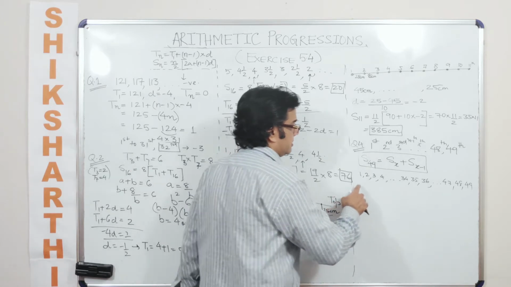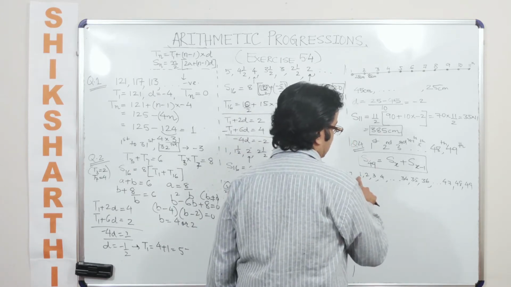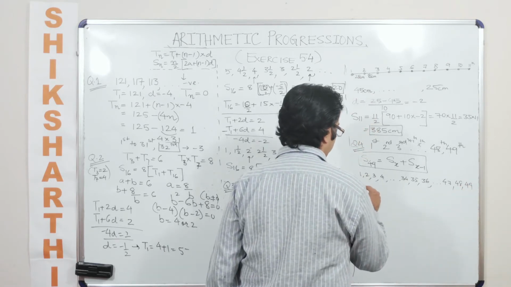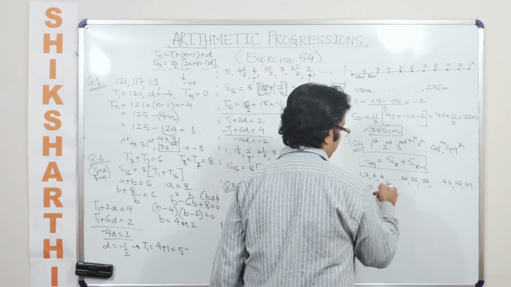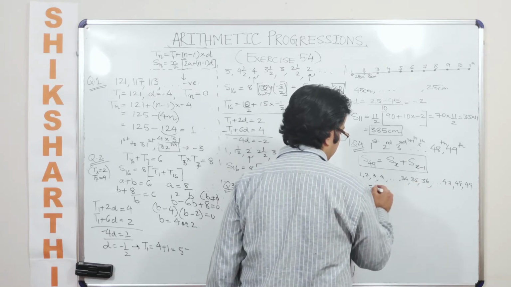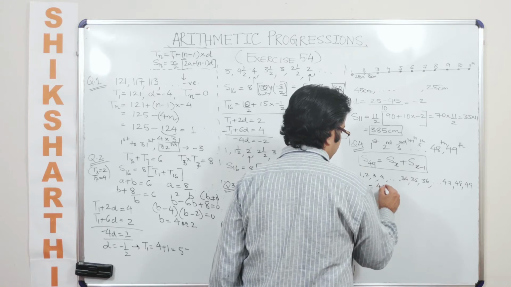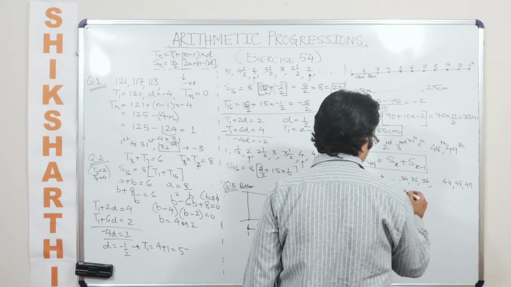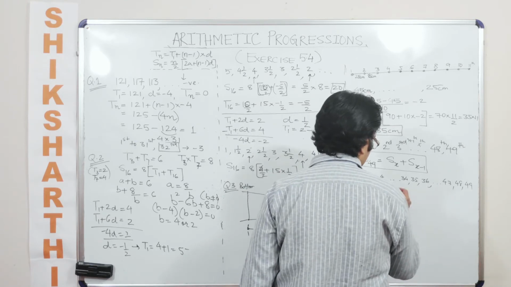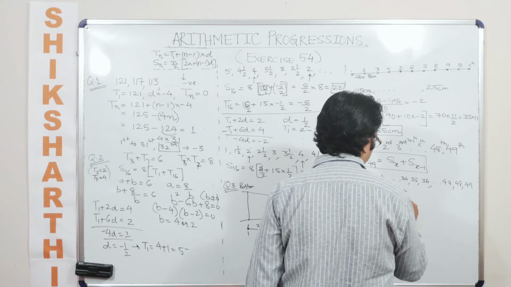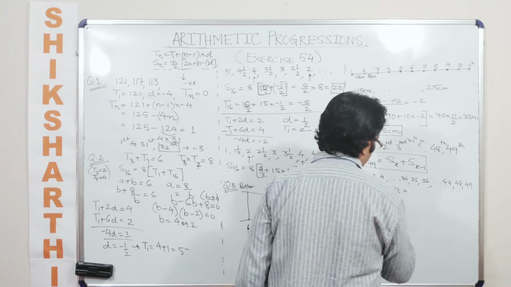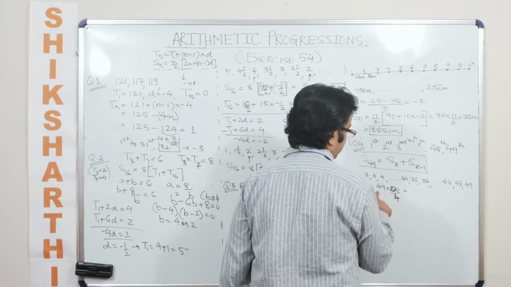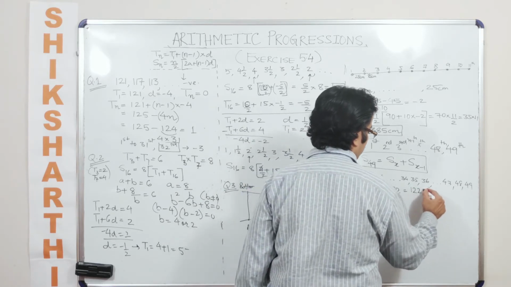So if I want to find out the sum for first 49 numbers, what will it be? The sum for first 49 natural numbers is n into n plus 1 divided by 2. And how much does this work out to? Can I say this is 2450 by 2? Is it 1225? So I can say this is 1225.